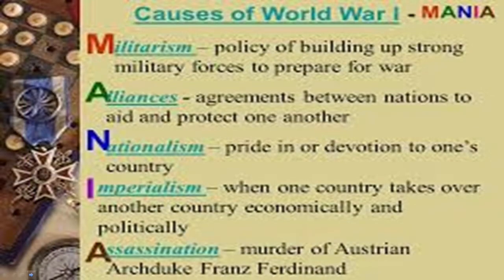These causes of World War I, as you saw in the video, can be summarized into an acronym, an acrostic representation, MANIA. M stands for militarism. On militarism, this was the policy of building up strong military forces to prepare for the war. A in MANIA is the alliances. This was the agreement between the nations to aid and protect one another. They became so much stronger.